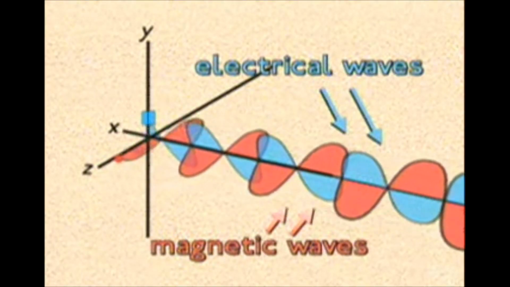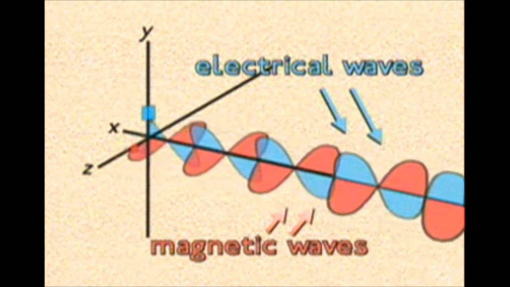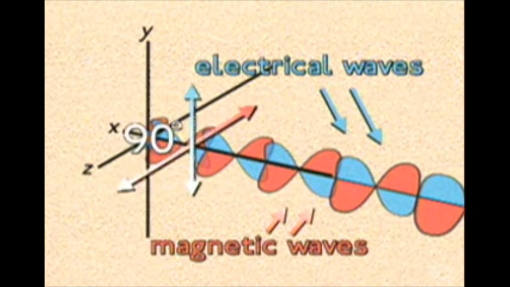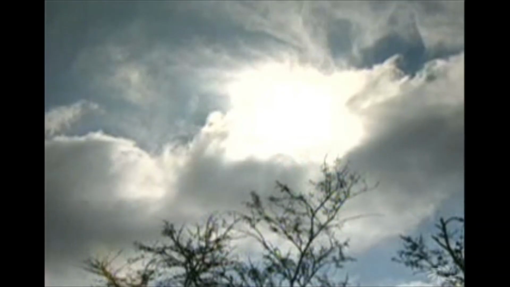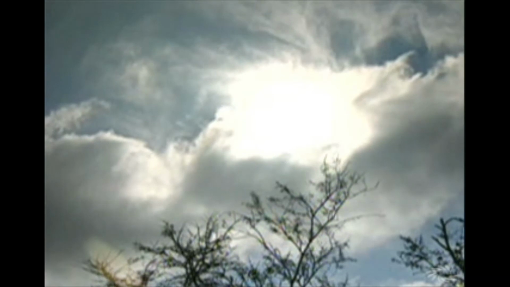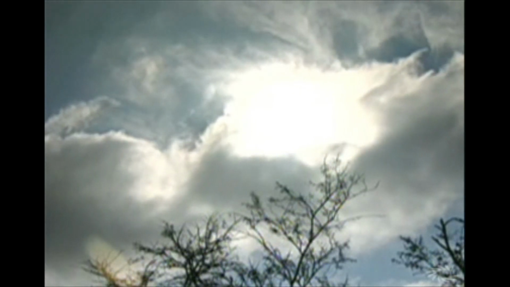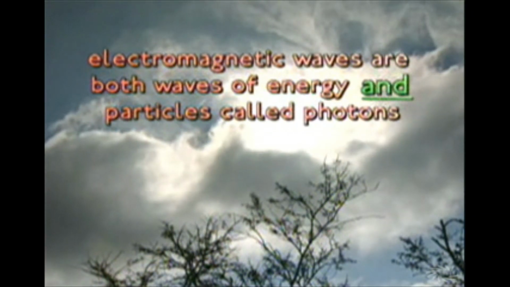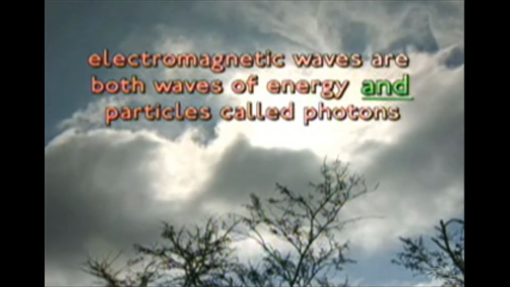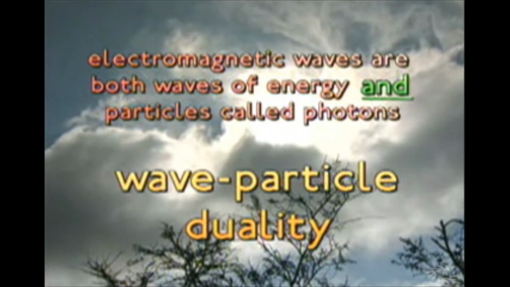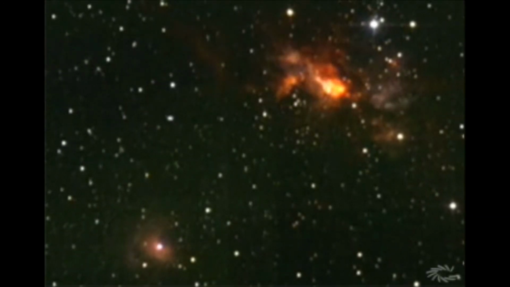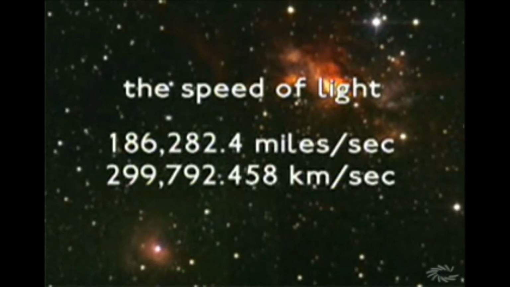This animation of an electromagnetic wave shows both the electrical and magnetic component of the wave. Note the two parts of the waves are at right angles to each other. Maxwell believed that electromagnetic waves were only energy, but it is now known that they are both waves of energy and particles called photons. This is called the wave-particle duality. All electromagnetic waves travel through space at the speed of light.